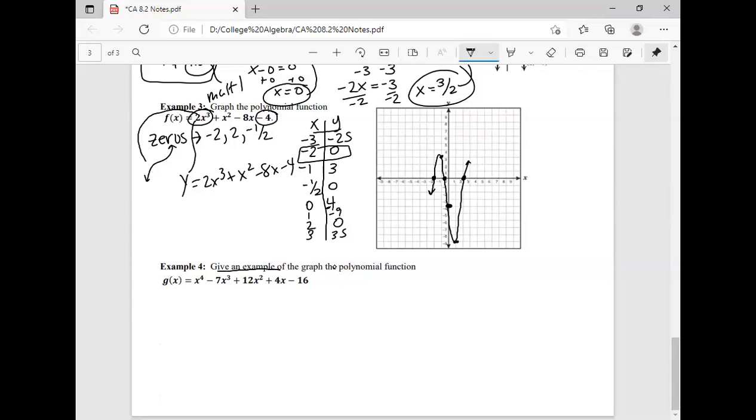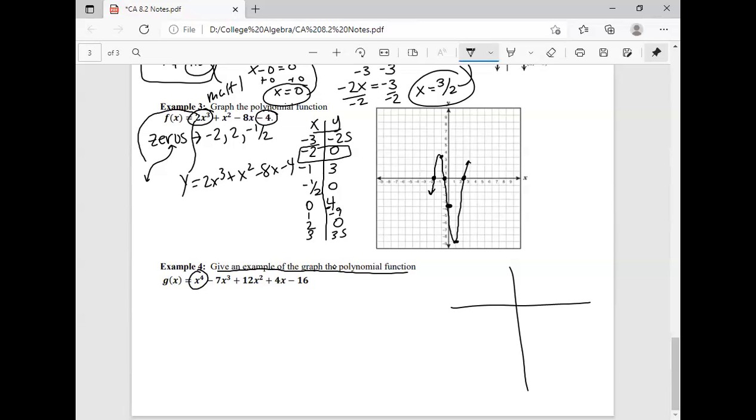So this one says, just give an example of the graph of this polynomial function. So what might it look like? Well, I know that my leading term is x to the 4th. The leading coefficient would be 1. So this is even, which means both of the ends are facing the same direction.